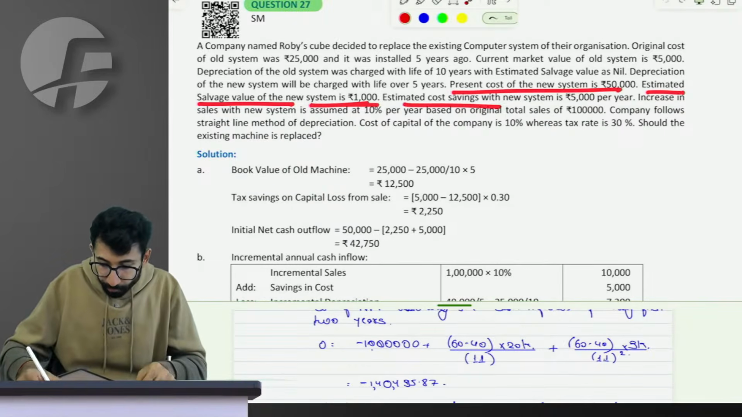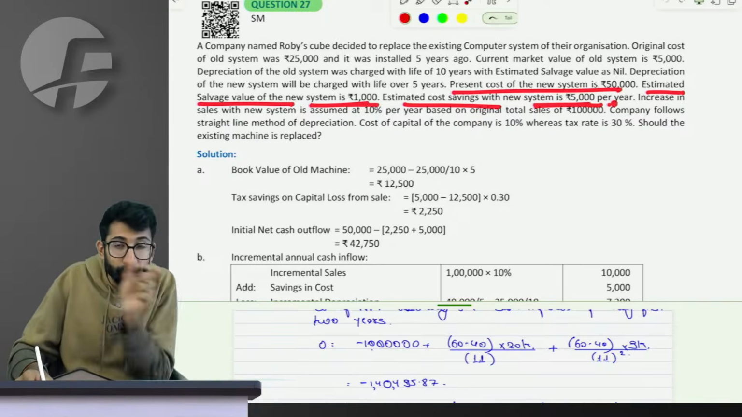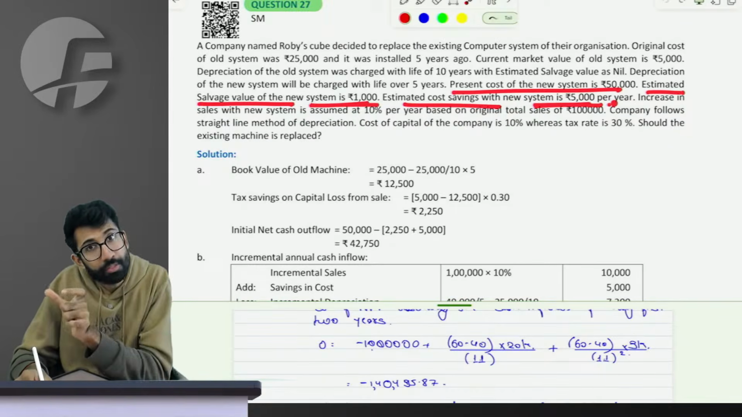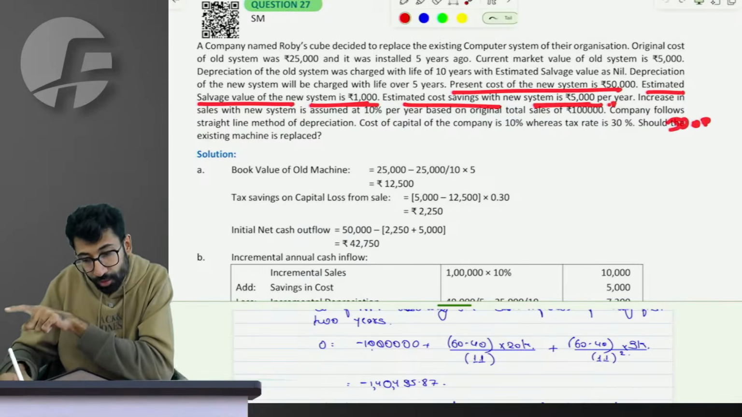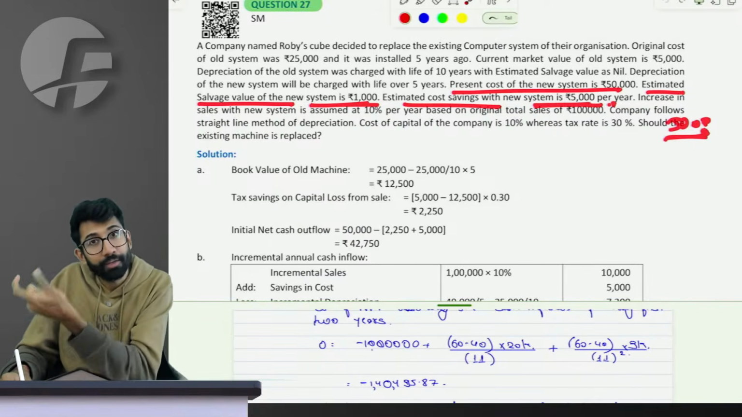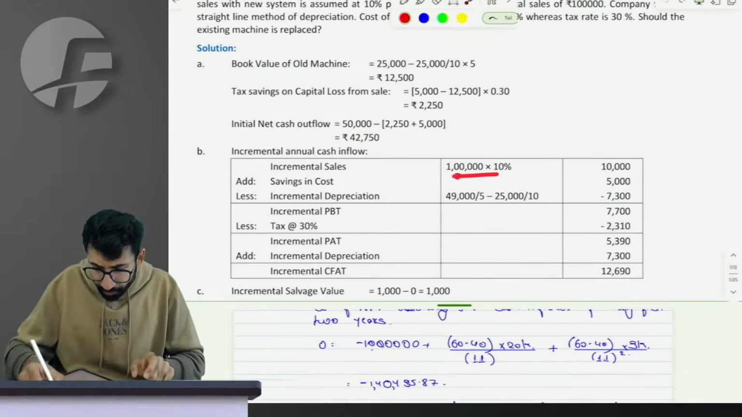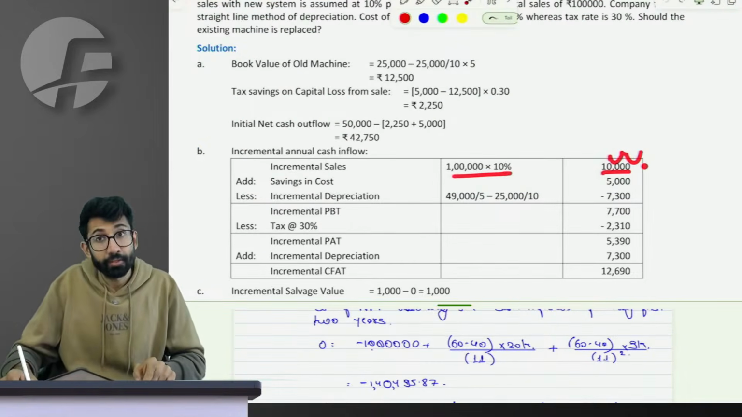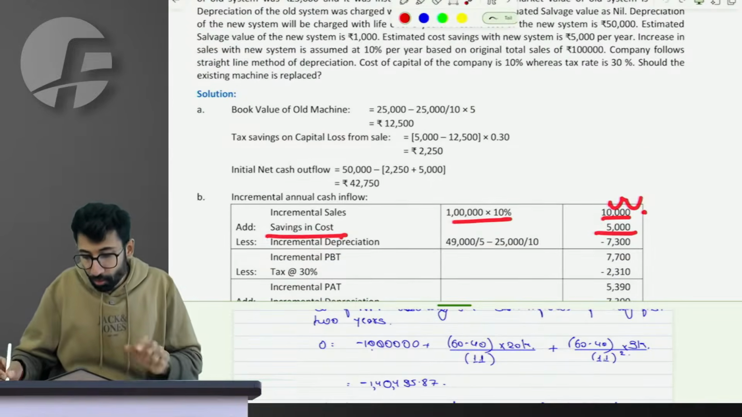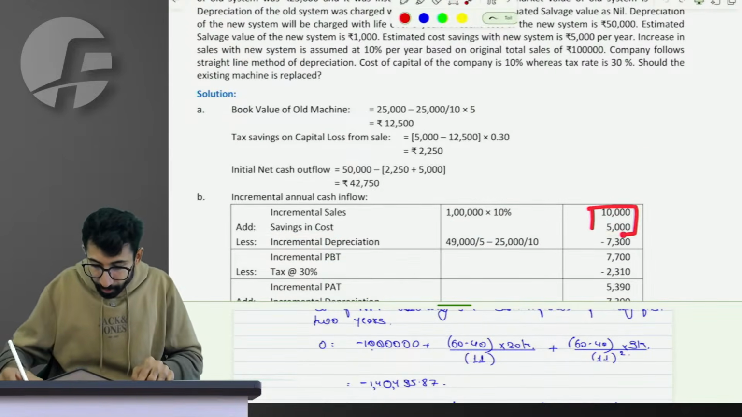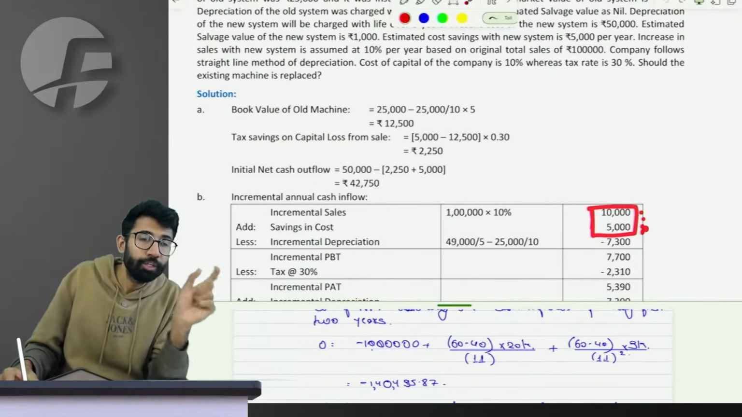Estimated cost saving of the new system as compared to the old: when you use the new system as compared to the old, the incremental saving is 5,000. Do you agree? That incremental number is automatically given. So the increase in sales, 1 lakh into 10%, is 10,000. Savings in cost is 5,000. So do you agree that these are the two advantages that I have? Cool.